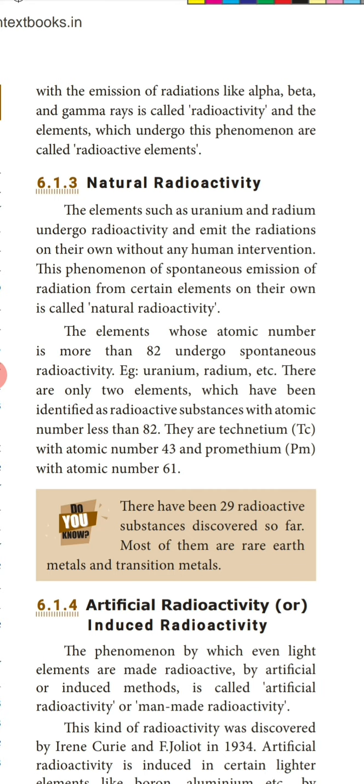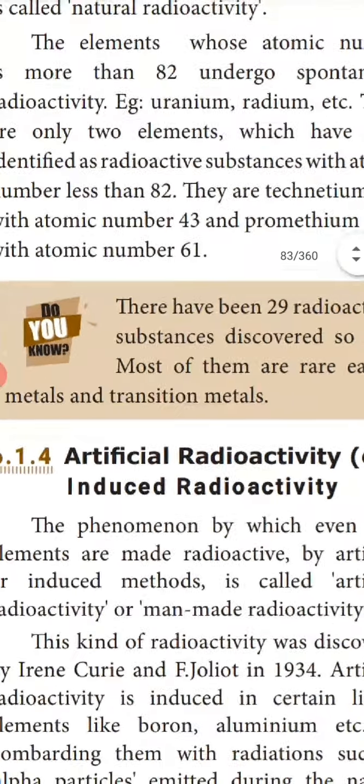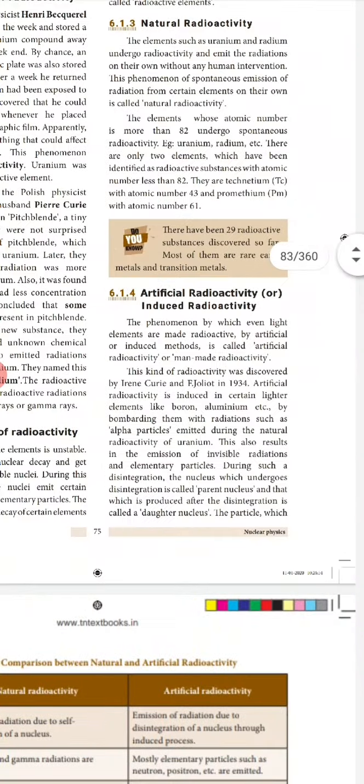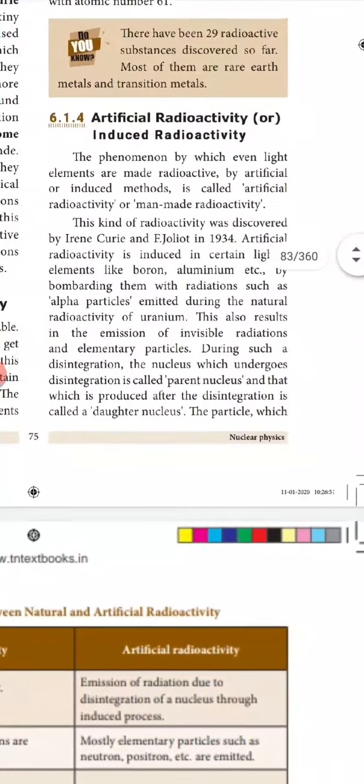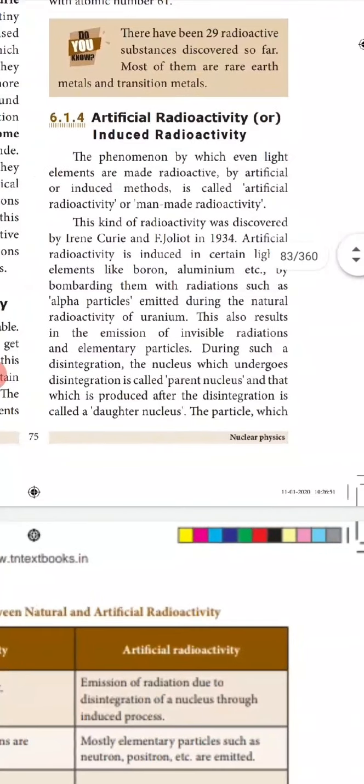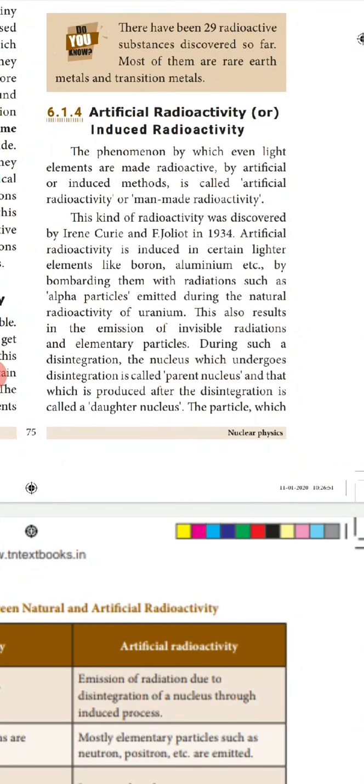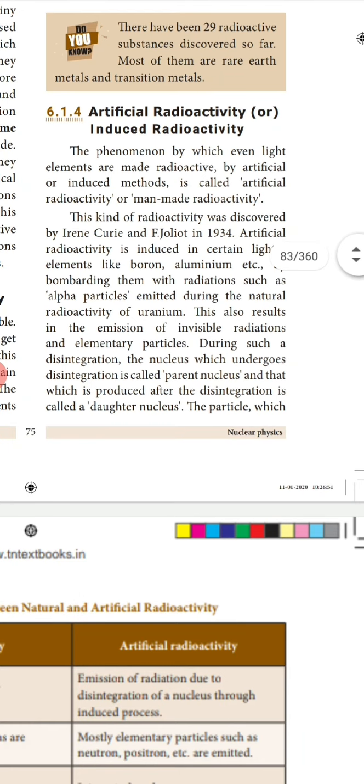Next we'll see artificial radioactivity. So artificial radioactivity or induced radioactivity, it is just opposite of natural radioactivity. The phenomenon by which even light elements are made radioactive by artificial or induced method is called artificial radioactivity or man-made radioactivity. Already I told you, natural radioactivity தன்னைத்தானே radiations emit பண்ணும். ஆனால் artificial radioactivity அப்படி இல்லை.